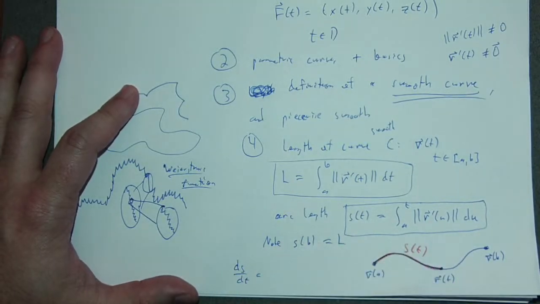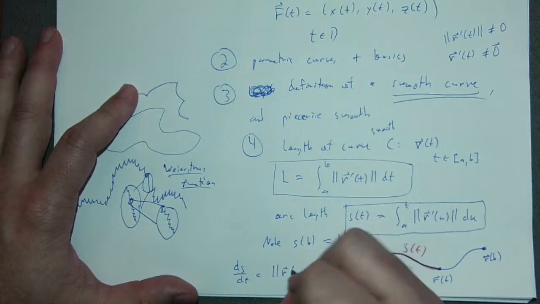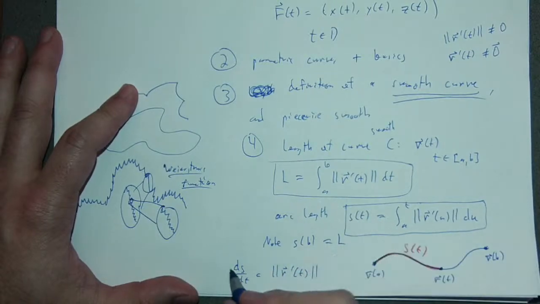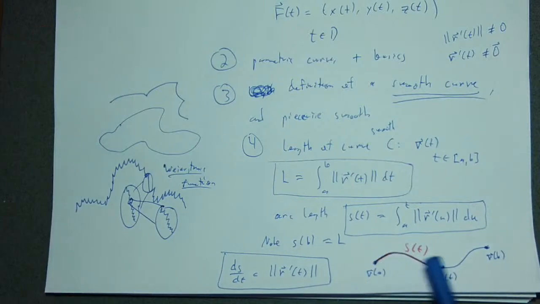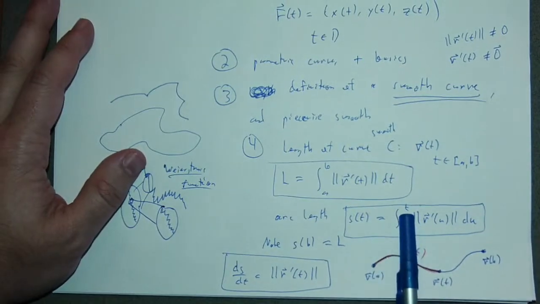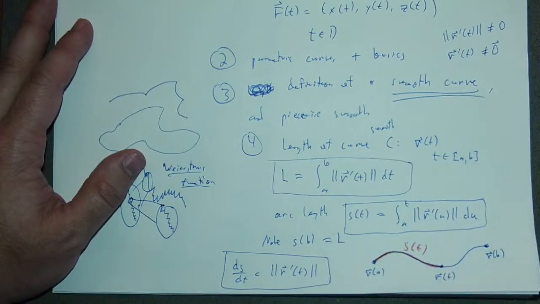ds dt is then the length of r prime of t. The fundamental theorem of calculus is the thing that tells us that, to compute the derivative of this thing with respect to this variable showing up in the upper limit, all I do is plug that variable into the integrand. Right, that's it.